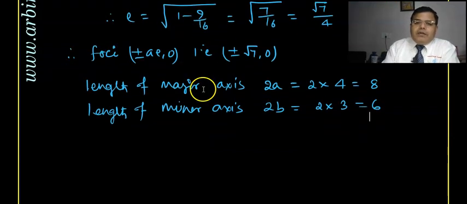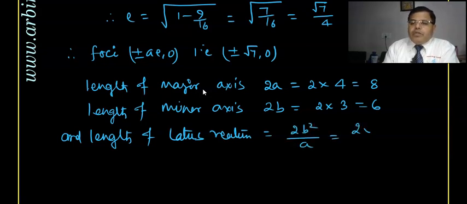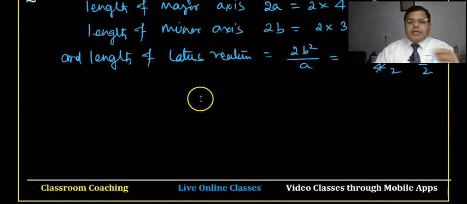And length of latus rectum is 2b square by a, that is 2 into b square is 9, and a is 4, so this is 9 by 2. So these are all answers. I hope you got it.